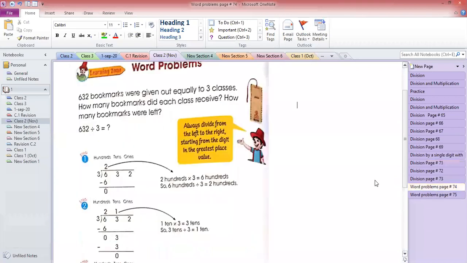But today I'm going to give you some homework. You have to write your homework. What is your homework? Question number 1 and question number 2, page number 77, testing zone. This is your homework, guys. Complete this homework.